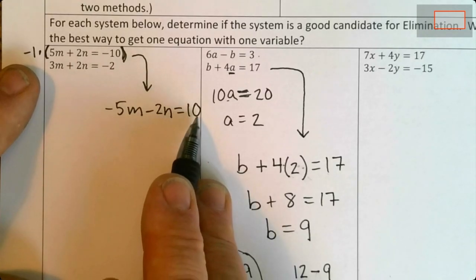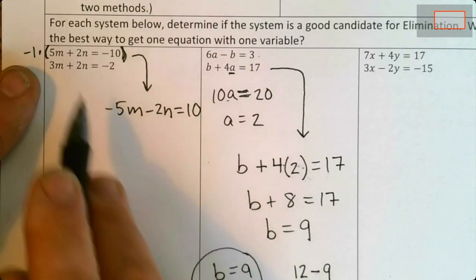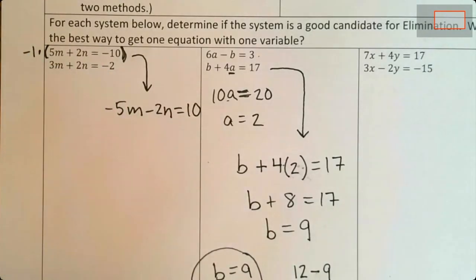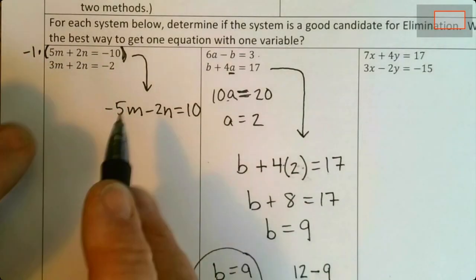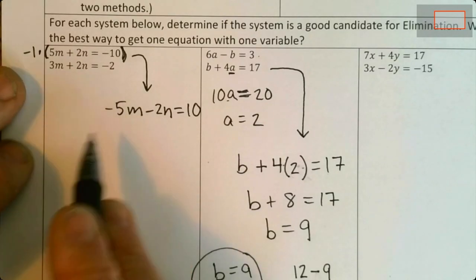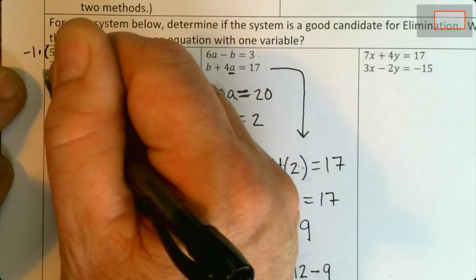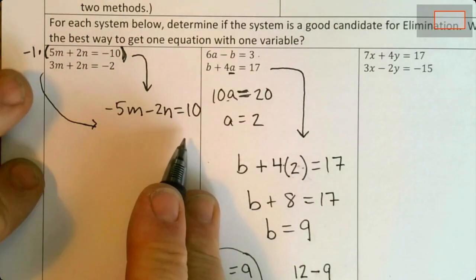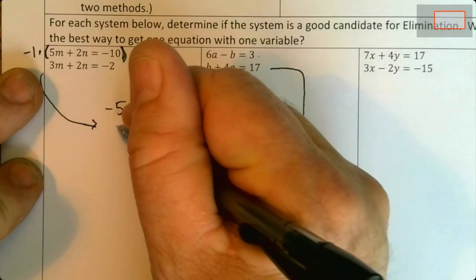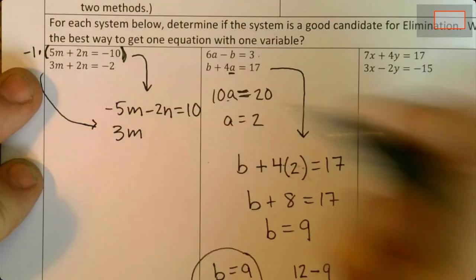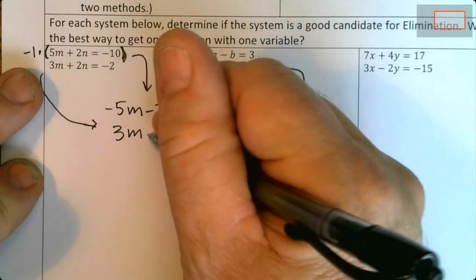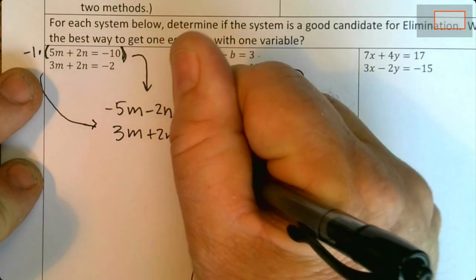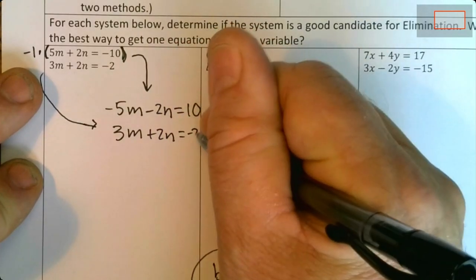It's still an equivalent equation because if I have equal things and I multiply both sides by an equal value, I get equal things. Now, I'm going to rewrite this second equation right below there just so visually, I like to have them together nice and clean. So I'm going to write 3m, and then plus 2n, and that's going to equal a negative 2.